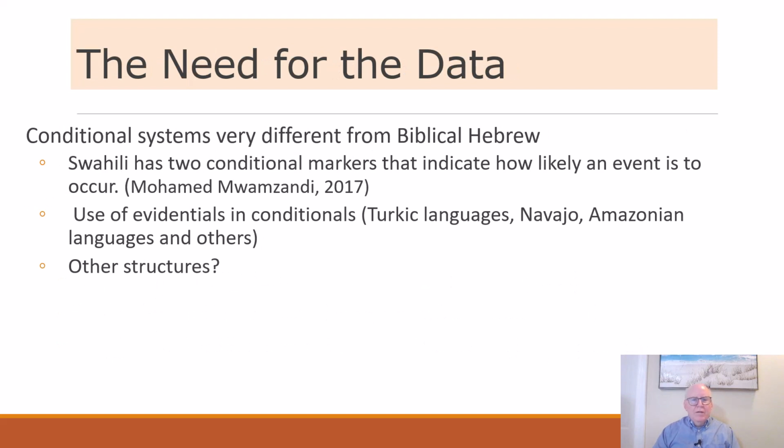Some further evidence for need for this data is that many conditional systems vary from the biblical Hebrew. I was a little surprised to find out Swahili has two conditional markers that indicate how likely an event is to occur. So Hebrew does not have that structure. Translators would have to be alerted to that and deal with that. Some languages use evidentials and conditionals, and they likewise would need to take that into account when translating conditionals. And I'm sure there's many other structures. That's just a few that I found.